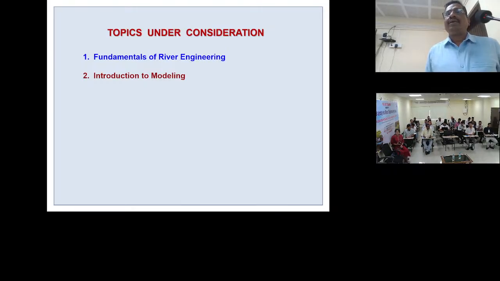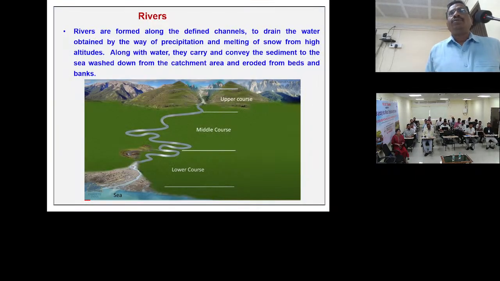So the topics under consideration are fundamentals of river engineering and introduction to modeling. Before learning about physical modeling or hydraulic modeling, one should know about the riverine structure, the total river system from its origin to its confluence with the sea. Rivers are formed along defined channels to drain the water obtained by way of precipitation and melting of snow from high altitudes.